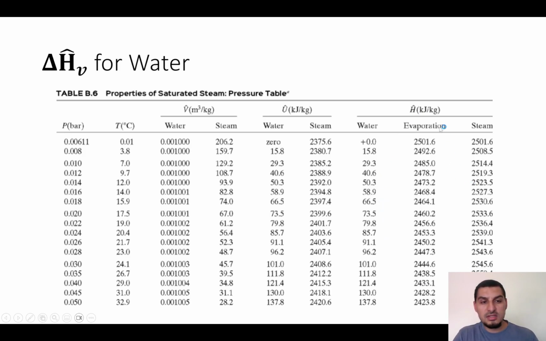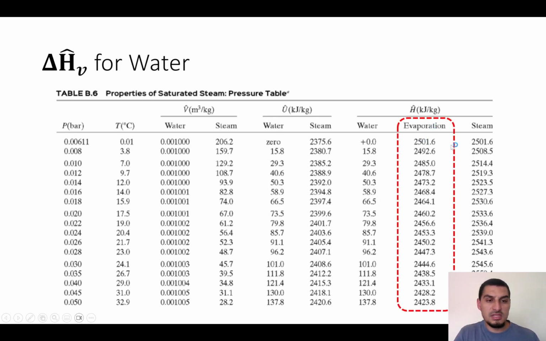But here we had one extra column, which is the evaporation. And this, as we said before, is the difference between the enthalpy of saturated steam and the enthalpy of saturated liquid water, which is the latent heat. So in this case, you can find the latent heat of vaporization directly, if it's water, of course, by going to the steam table and finding this delta H of vaporization, which is the difference between the saturated liquid and saturated vapor specific enthalpies.